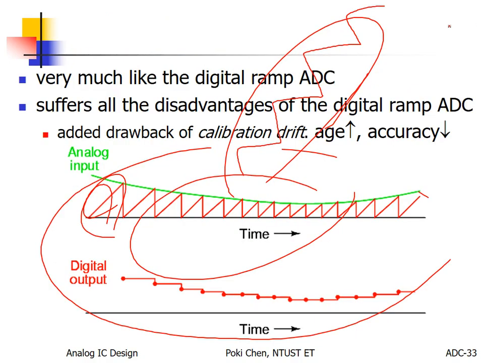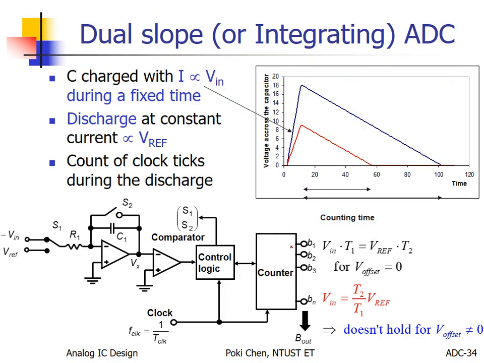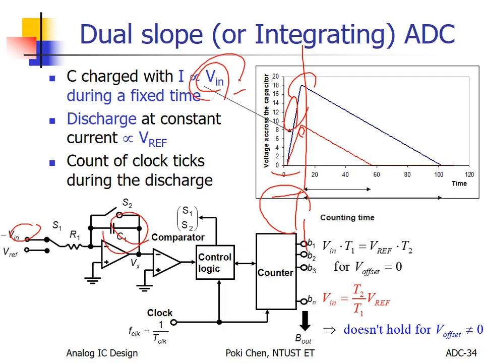And you can see that the higher the input, the more current, but the time for charging is fixed. So proportionally, you will get higher voltage on the capacitor according to higher input voltage. They are proportional to each other in theory. Okay, so how about the next stage? I told you already, the discharge current needs to be fixed.